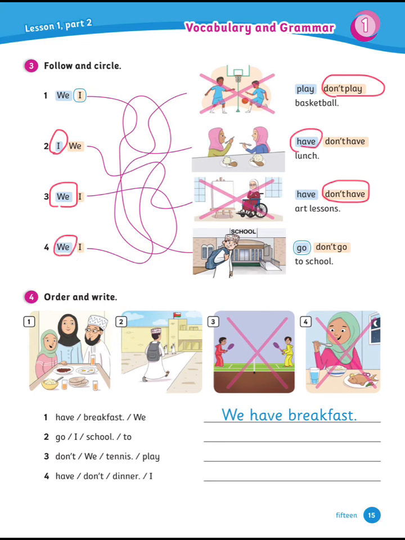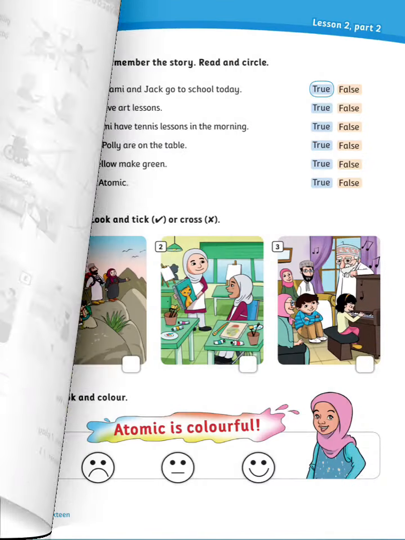Exercise number 4, order and write. Look at these pictures and these sentences. Put the words in the correct order. Number 1 is done for you. We have breakfast. Number 2, I go to school. Number 3, we don't play tennis. Number 4, I don't have dinner.